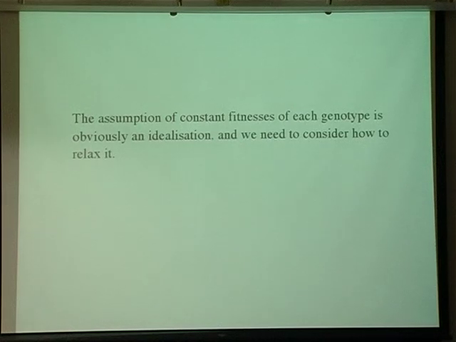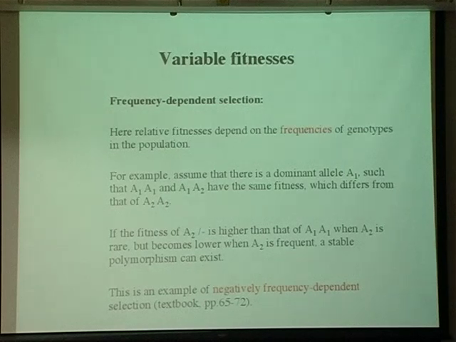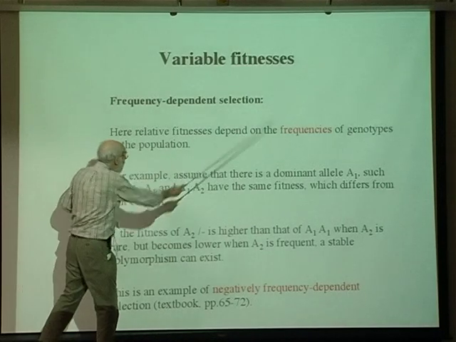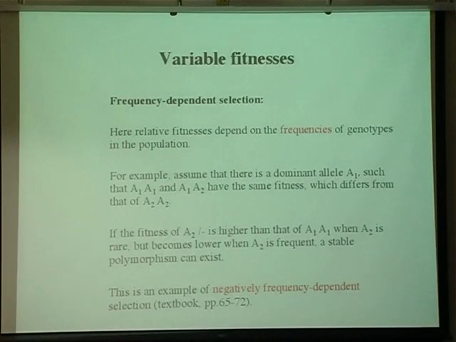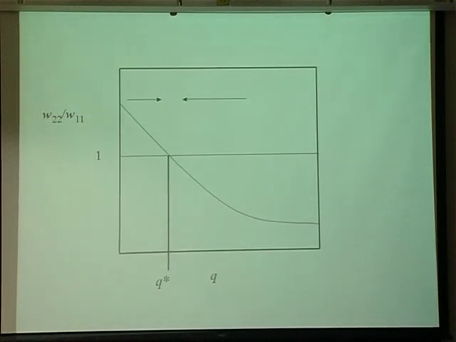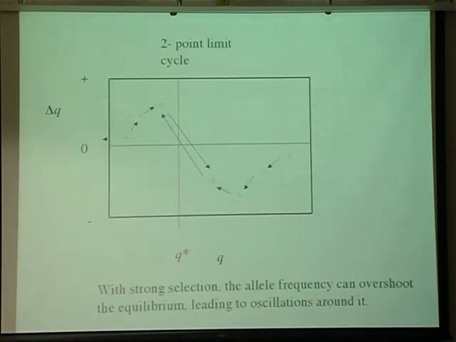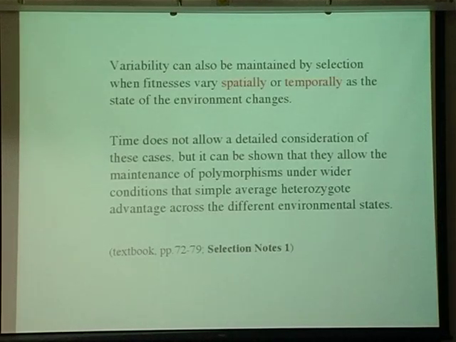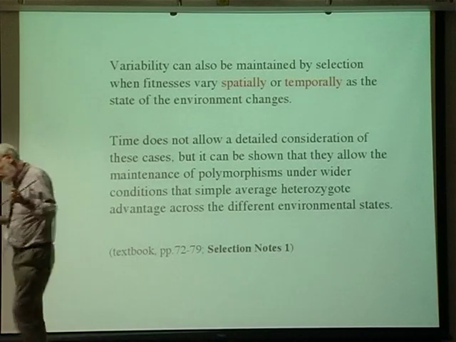Now, I'm going to skip over the next bit. It was actually dealt with in the lecture yesterday, fortunately for me. Frequency-dependent selection and variable selection are ways in which we can relax this assumption of constant fitnesses. Relative fitnesses depend on the frequencies of genotypes in the population. And that can stabilize polymorphisms. Deborah will be, I think, talking about an example of this in plants, and there are quite a few other examples. So the stuff on the slides you can have a look at, but we're going to go right over it. I'm also going to go right over this one.